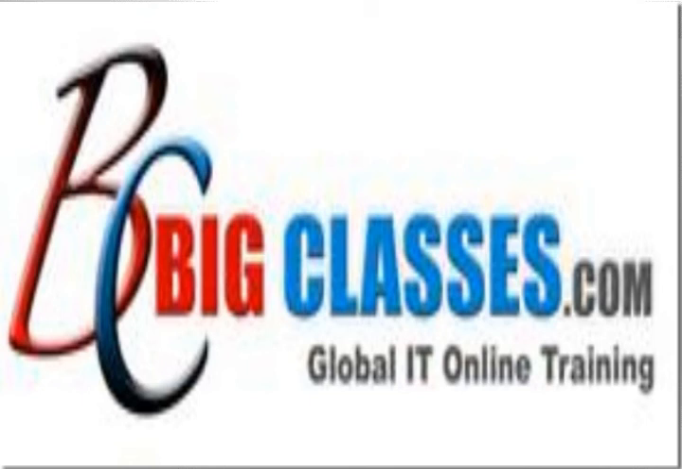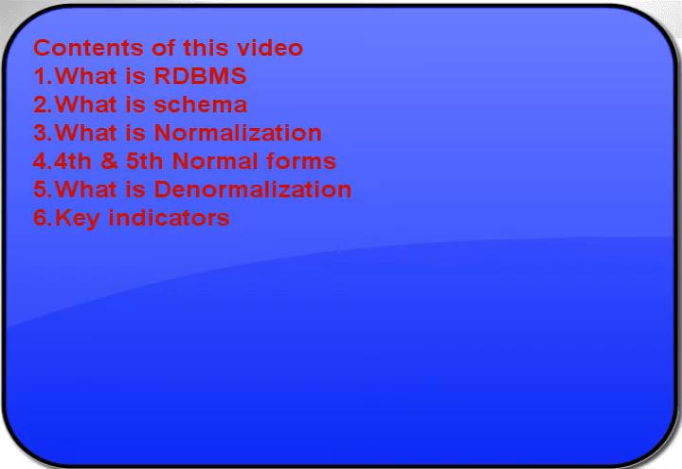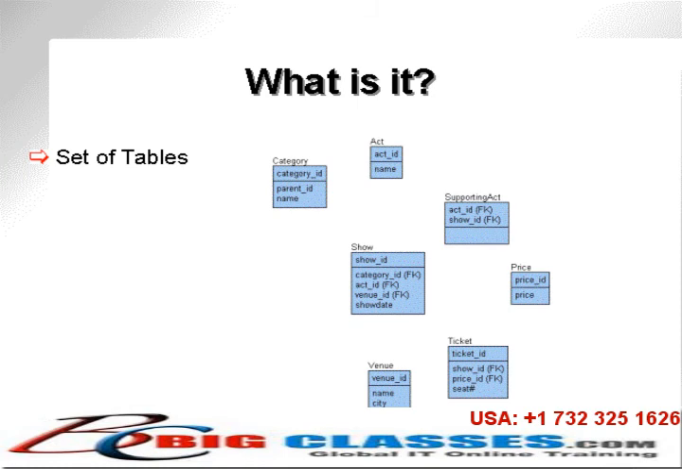The relational database model, or specifically a relational database. What is it? In its simplest form, a relational database is a set of tables. As you can see from the diagram, we have a number of related tables, such as act, show, and venue, for a concerts set of tables.